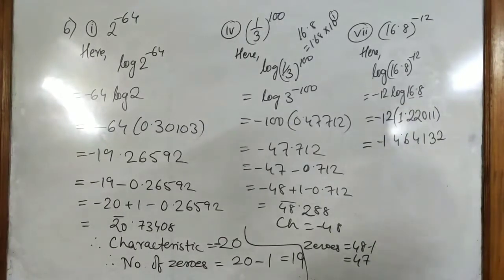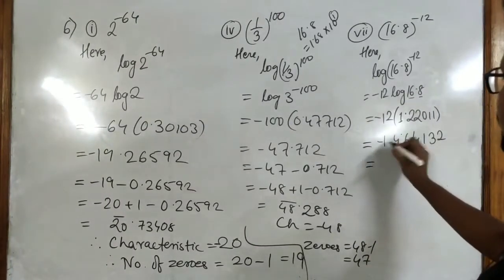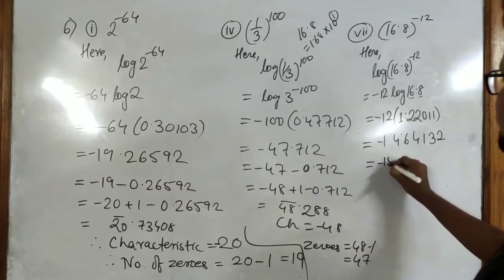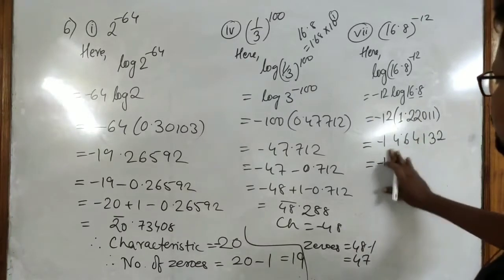That is the value that we get. And now what do we do? Again we have minus 14. So we need to write minus 15. Okay, let's do it stepwise.